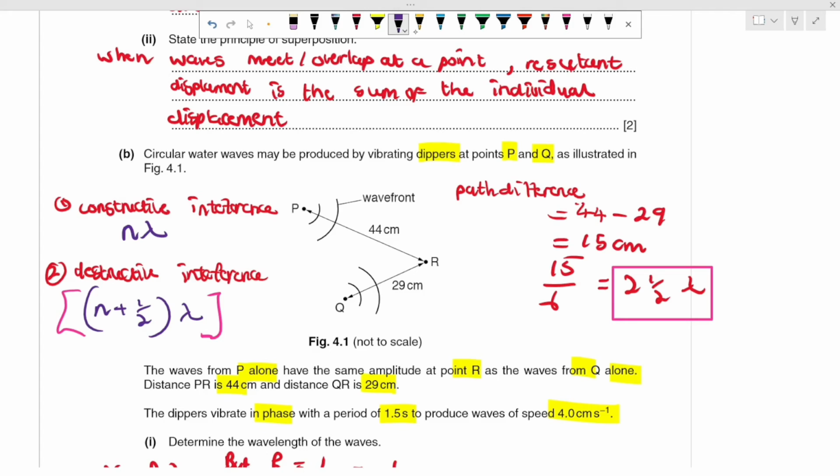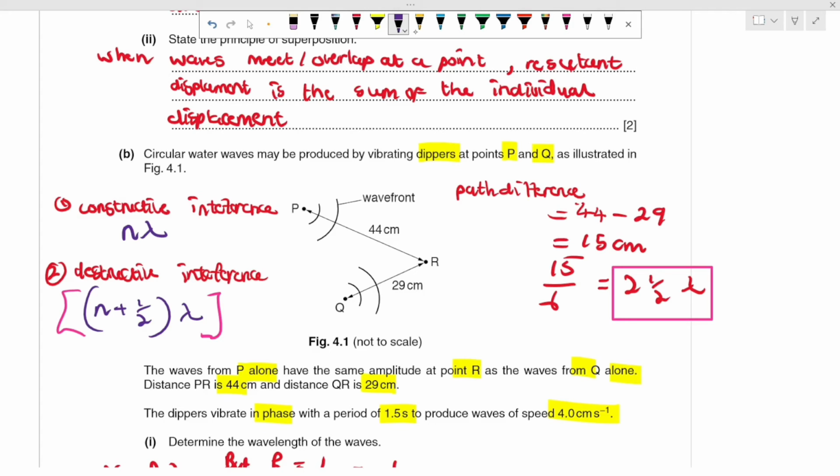So those are the 3 points that you need to find. Look at the path difference. If the path difference is n lambda, some multiple of lambda, it's going to be constructive. If it's n plus half lambda, it's going to be destructive. Those are the 2 scenarios that you need to consider.